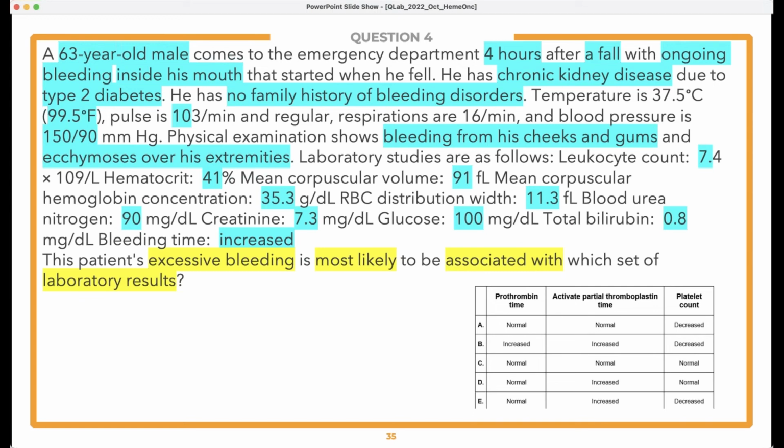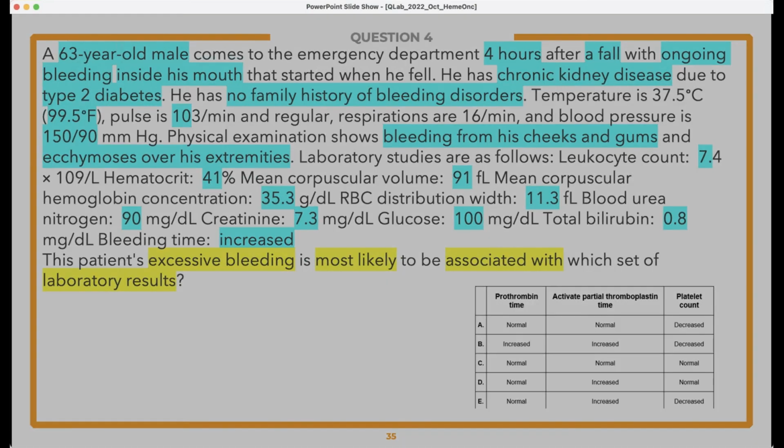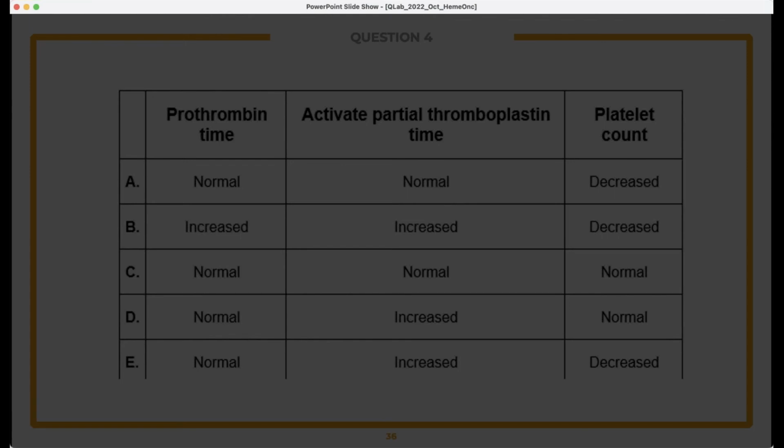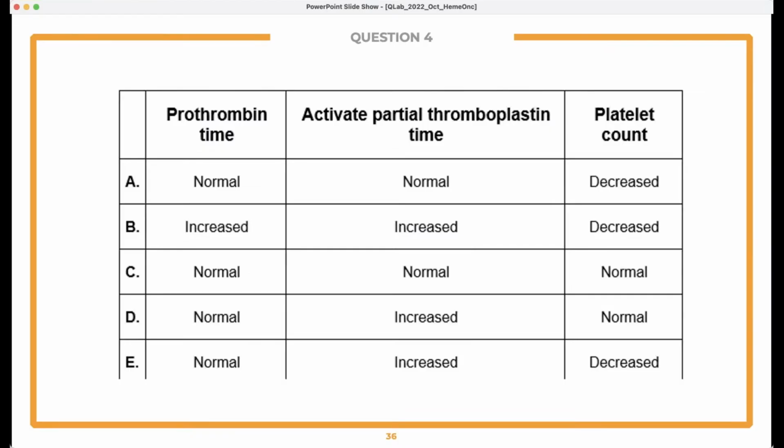So we will go ahead, we'll take a look at those answer choices. You can kind of see them right there. And so we'll start at the bottom. Answer choice E is saying that your PT is normal, your APTT is increased, your platelet count is decreased. Answer choice D is saying your PT is normal, your APTT is increased, and your platelet count is normal. C is saying everything is normal. B is your PT and APTT are increased, but your platelet count is decreased. And then A is saying your PT and APTT are normal, but your platelet count is decreased.